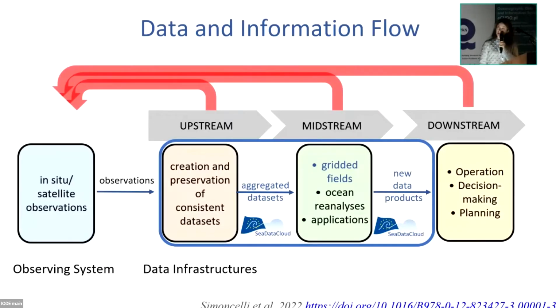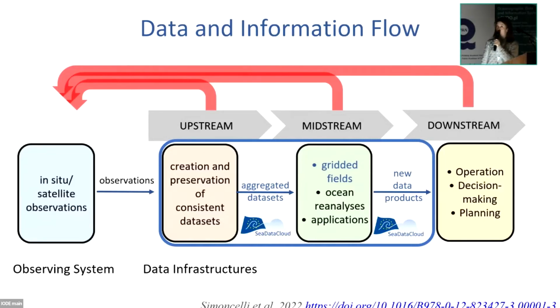So let's have a look at a more general data and information flow that starts with observations that come from the observing systems that are integrated in data infrastructure, where consistent data sets are created and preserved. Then these data sets can be used to produce gridded fields, but also ocean reanalysis and other kinds of applications that can provide new kinds of data products that can support decision-making, planning, and operation at sea.